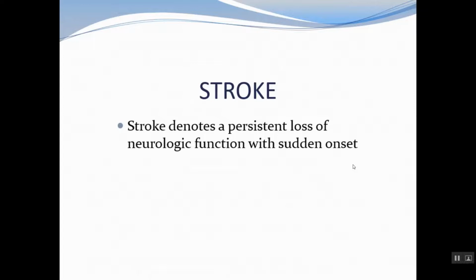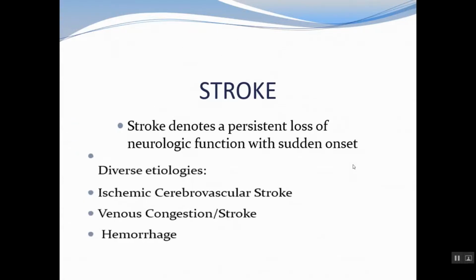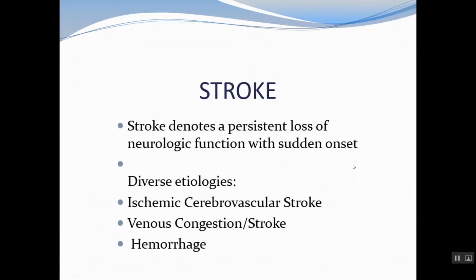Now we will discuss the stroke. Stroke denotes a persistent loss of neurologic function with sudden onset. The patient presents with many clinical manifestations: hemiplegia, hemiparesis, dysphagia. In the posterior circulation, it may present with vomiting and blurring of vision. The etiologies of stroke include ischemic stroke, venous congestive stroke, or hemorrhagic stroke.